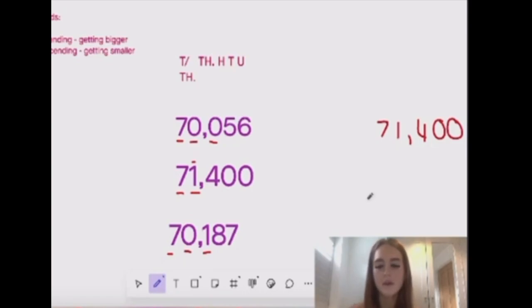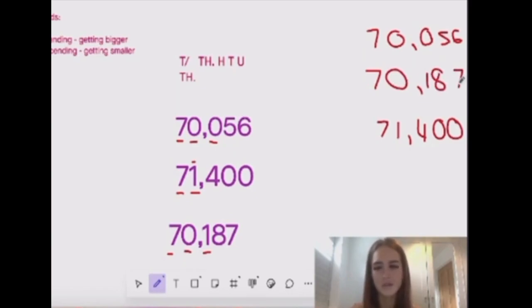So if we're putting these in ascending order, we'll start off with 70,056 with nothing in the hundreds column. Then at least 100 bigger, we have 70,187, and then we have 71,400 at the end there. So perfect, they're in ascending order, starting with the smallest and getting bigger.